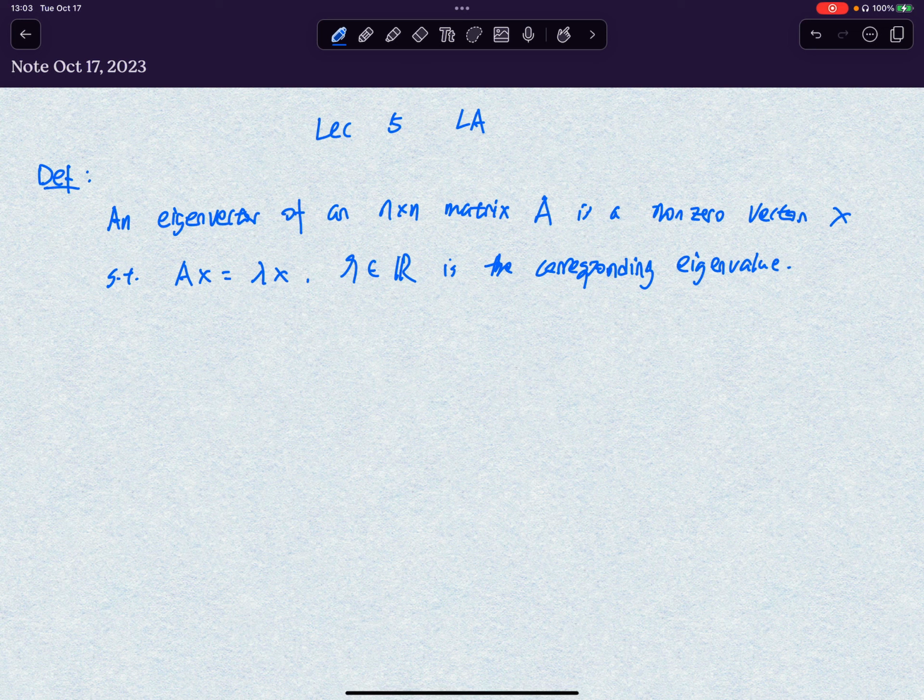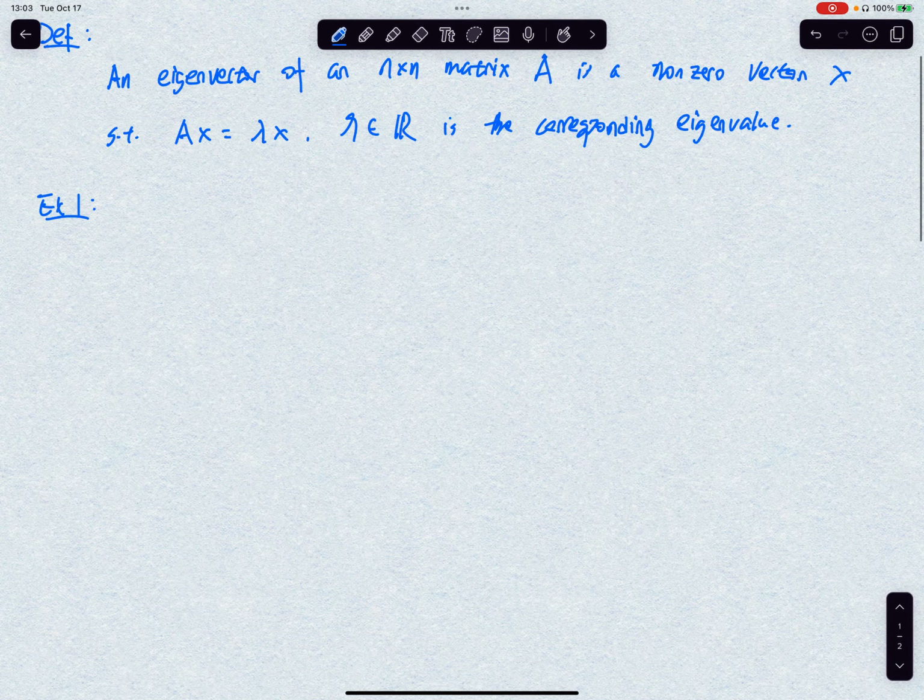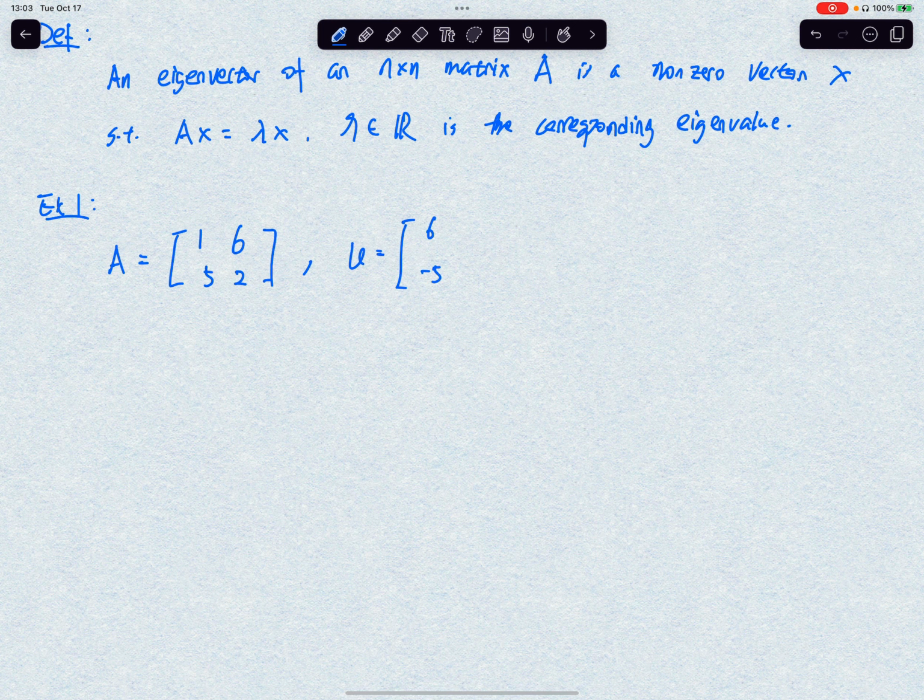And it is easy to determine if a given vector is an eigenvector of a matrix. So let us do an exercise. Our A is [1, 6; 5, 2], and u is the vector (6, -5), with v being the vector (3, -2). We're going to determine if u and v are eigenvectors of A.